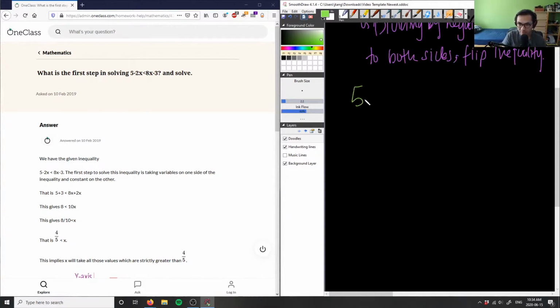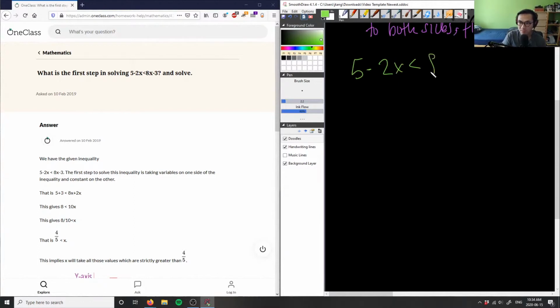So we have 5 minus 2x is less than 8x minus 3. Let's organize the like terms. We have 5 and 3 here, and we have -2x and 8x. So let's move 5 to the other side. We subtract 5 from both sides. So we get -2x is less than 8x, and this here would be -3 minus 5, which is going to equal -8.